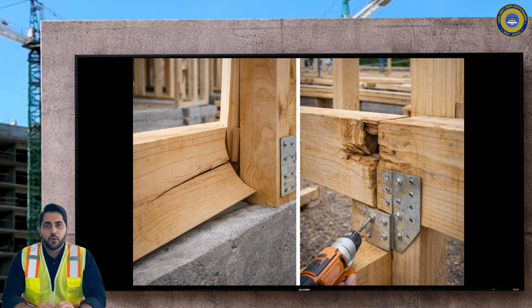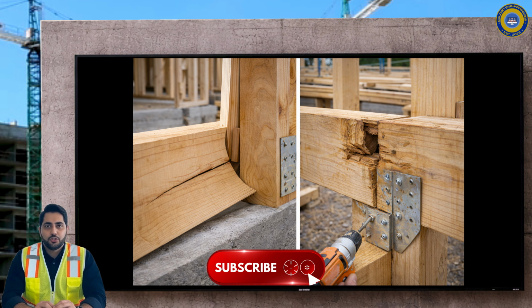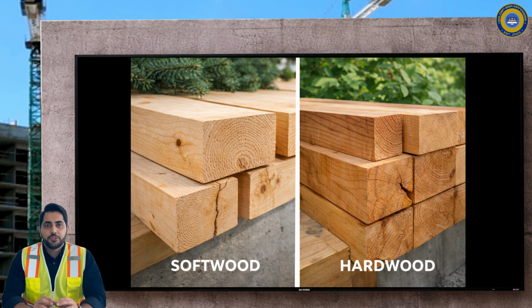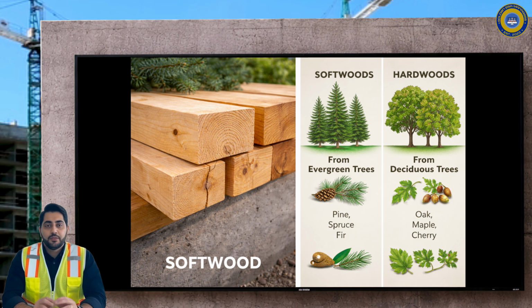That leads directly to one of the most common misunderstandings in construction: the confusion between softwood and hardwood. The terms softwood and hardwood do not describe how hard the wood feels when you touch it. They don't describe strength, durability, or quality. They describe the type of tree the wood came from, and nothing more. Softwoods come from evergreen trees. Hardwoods come from deciduous trees. That's the entire definition. Everything else people assume from those names is usually incorrect.